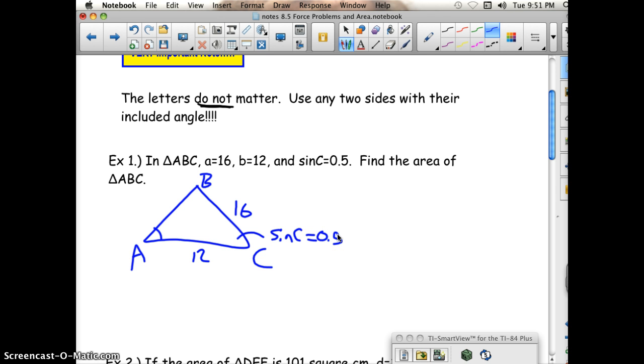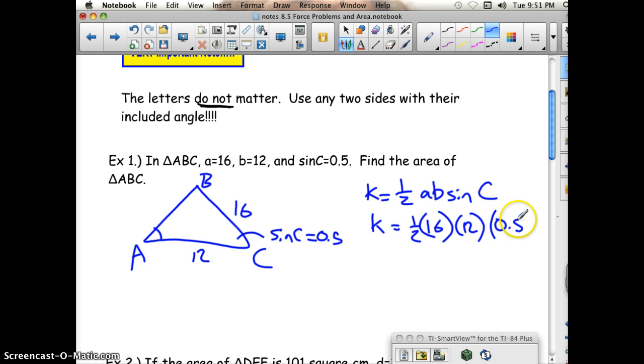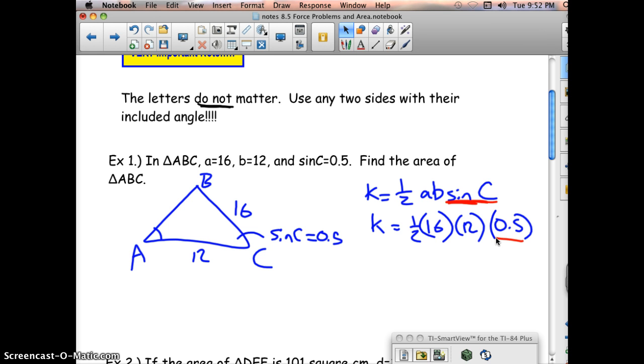All right, so there you go. I have the information I need. I have two sides and the angle between them. It says find the area. Well, K equals 1/2 ab sine C. And the area K is going to be 1/2 a, which is 16, b, which is 12, and sine of C, which is absolutely not the sine of 0.5. It is just 0.5. The whole sine of C here is 0.5. Don't do the sine of 0.5. That would be incorrect.